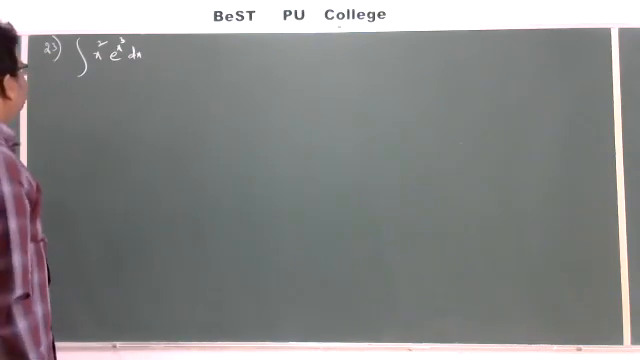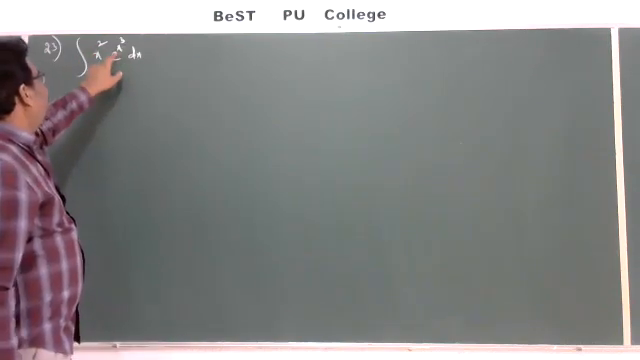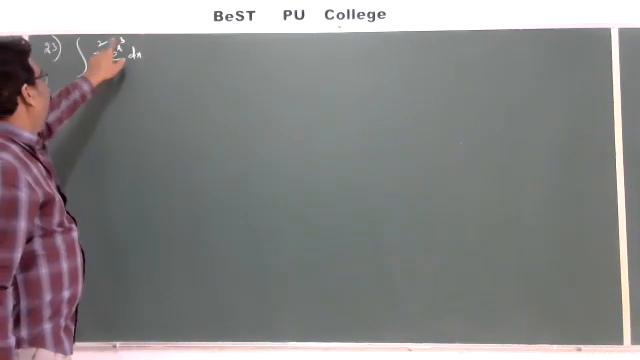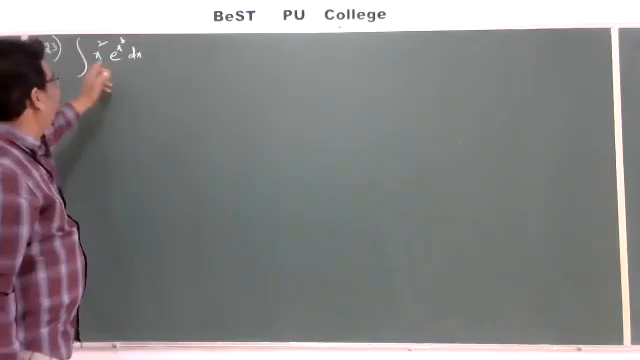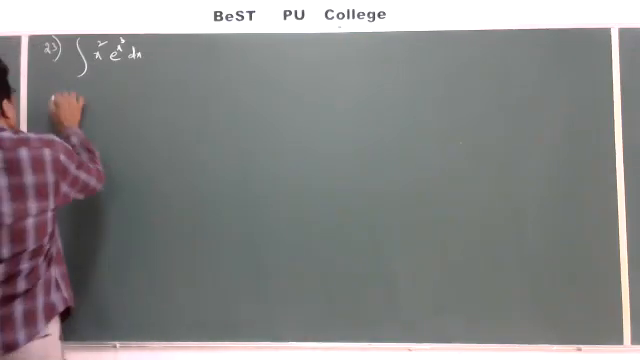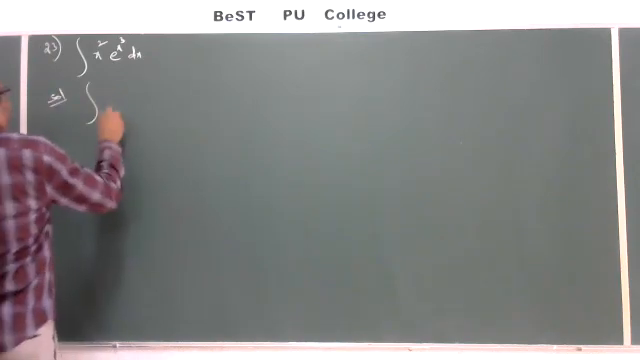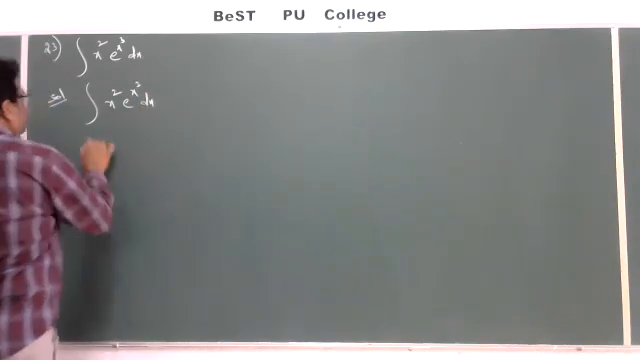So here, using the substitution method, x square is the algebraic function. In the exponential power, we have x cube. The derivative of x cube is 3x square. That's why, solution: integral x square into e power x cube dx.